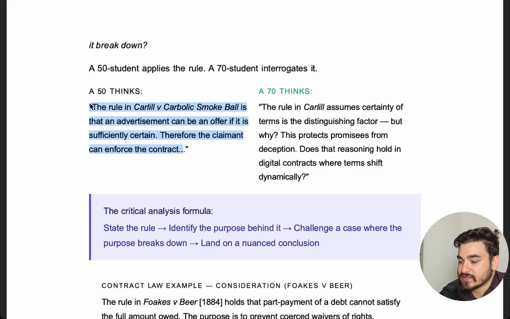Now, this is a simple application, and you are simply stating what the rule is. Why is this good? This is a good starting point. But this is not how you are supposed to analyze the law. Now, how should you do it?